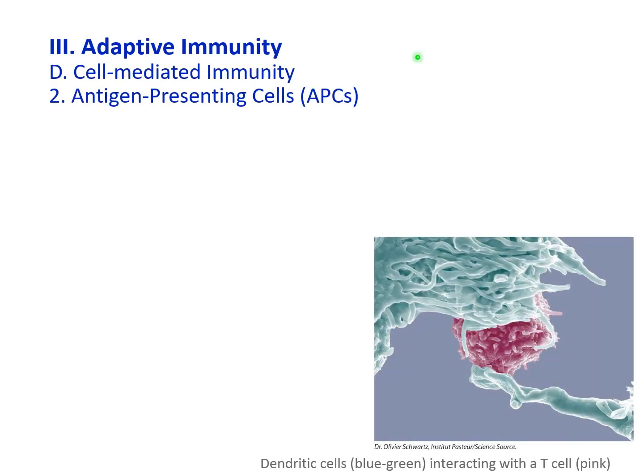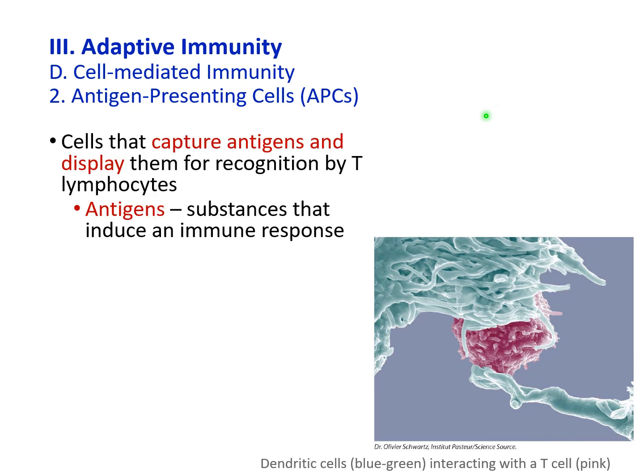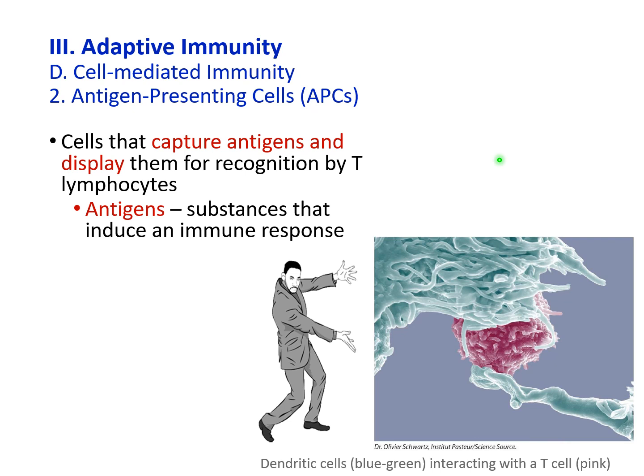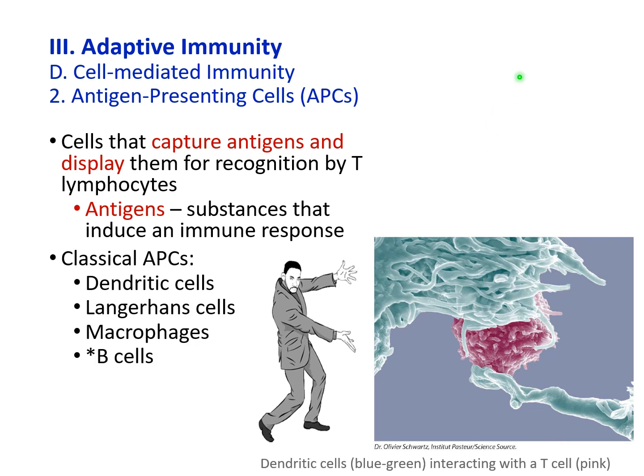Antigens that enter the bloodstream are captured by antigen-presenting cells in the spleen or transported to the regional lymph nodes if they are captured by dendritic cells in the skin, gastrointestinal, or respiratory tracts. So what are these APCs, or antigen-presenting cells? Now, these cells capture antigens and display them for recognition by T lymphocytes. The classical APCs are your dendritic cells, your Langerhans cells, your macrophages, and your B cells can also act as APCs.